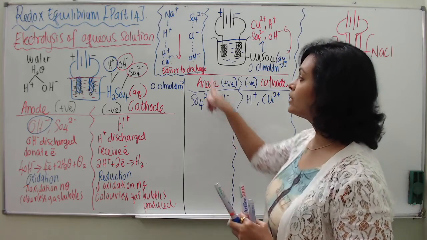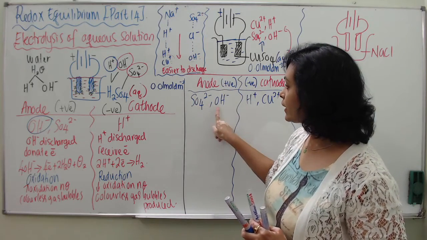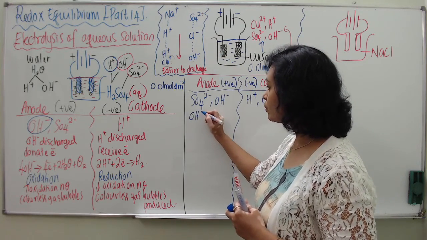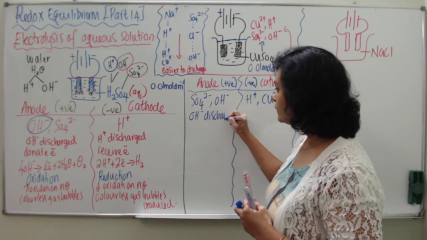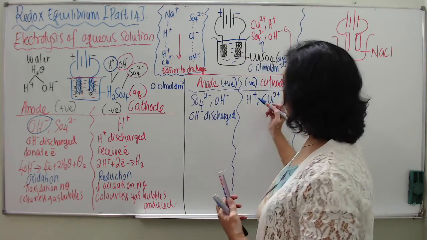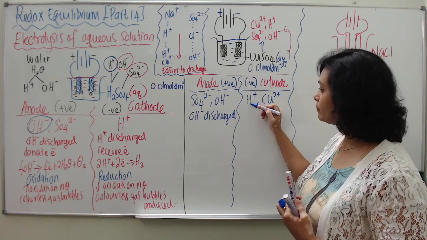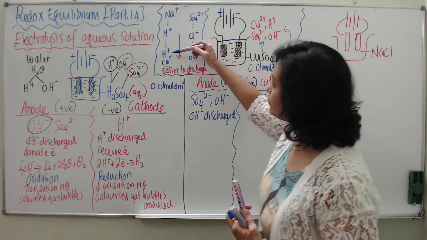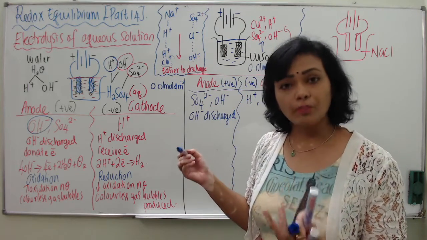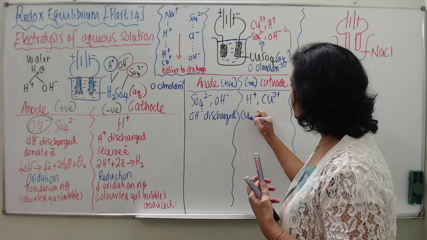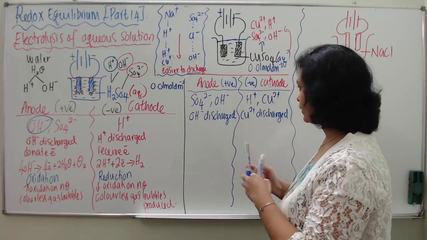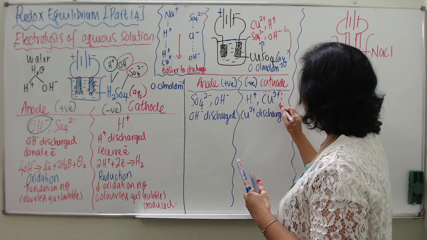Now again, please look at this chart. Between sulfate and hydroxide, hydroxide is the lowest. So please make a mental note, hydroxide is discharged. Discharged might be donating or receiving electrons depending. Okay, now between hydrogen and copper, teacher repeats, between hydrogen and copper, copper is at the bottom. So that is the reason why copper 2 ion is discharged.